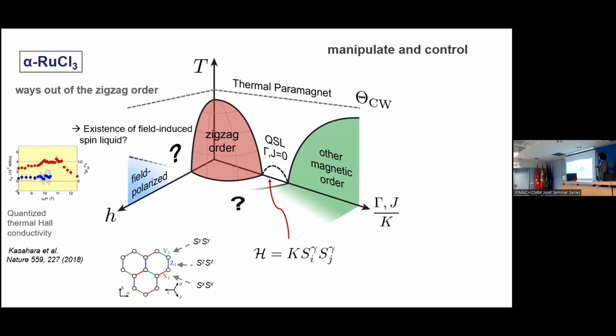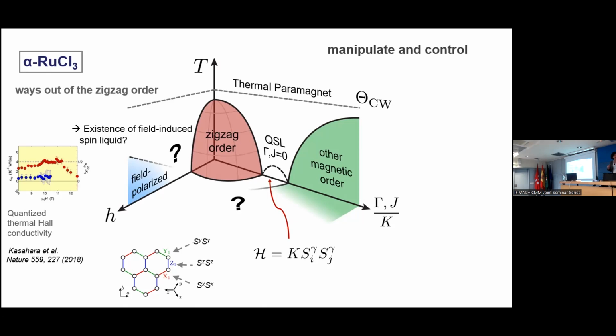So this is a phase diagram of this alpha ruthenium trichloride. We are here in this zigzag phase. This is temperature, this is magnetic field. So you can apply a magnetic field, suppress the long range order, and then maybe by suppressing long range order see whether you reach a spin liquid type of phase. And this is one of the most discussed phase diagrams, whether there is a field-induced spin liquid in this system or not.